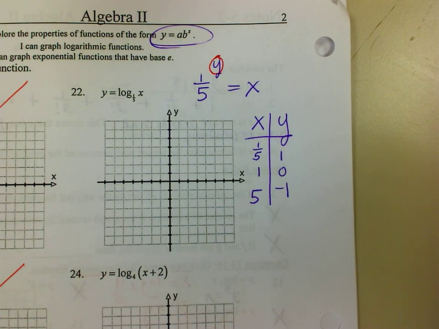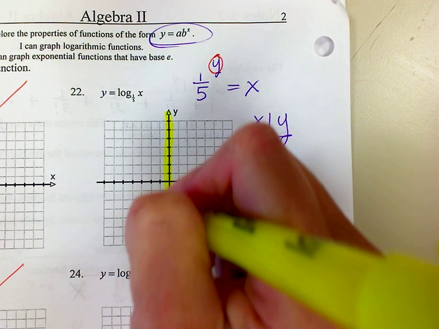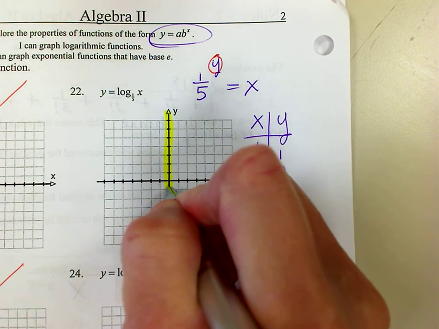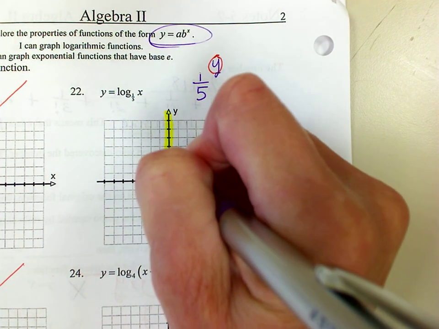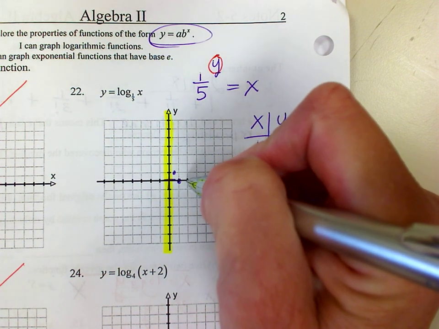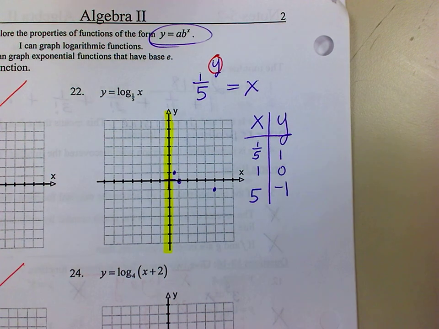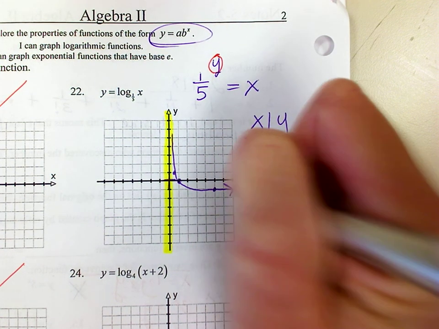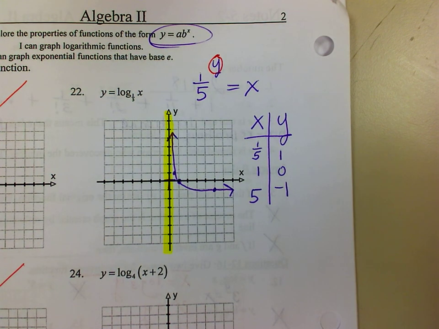All right, so y is the exponent. So this time I can't cross the y-axis. So I can't cross this. So I'm going to go ahead and plot those points from my origin. So over 1/5 up 1, 1, 0, and then 5, -1. I'm going to go ahead and connect those. And that is what my graph will look like. So this is log decay, because it's decreasing from left to right.